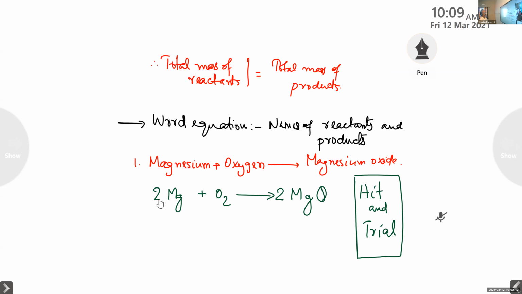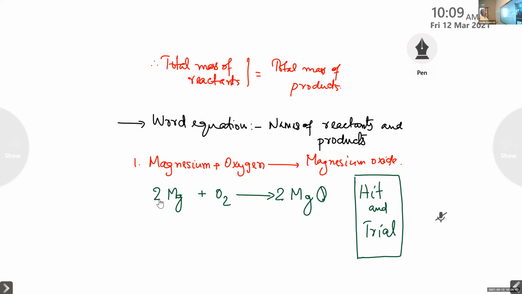We are giving various numbers here and there, and ultimately the number of atoms will become equal. That is the hit and trial method. In this equation, it's a balanced equation, no doubt. But the physical states of the reactants and products are not mentioned. The physical state: solid, liquid, or gas.